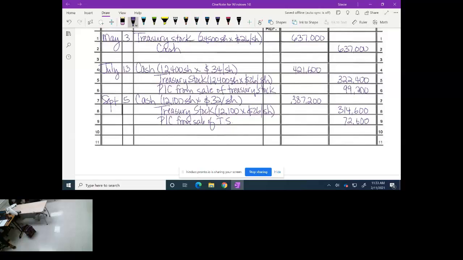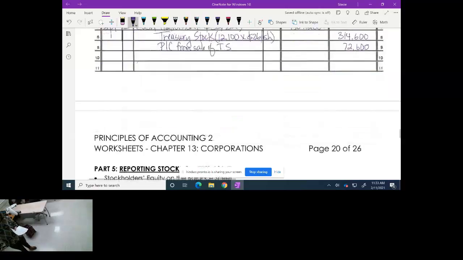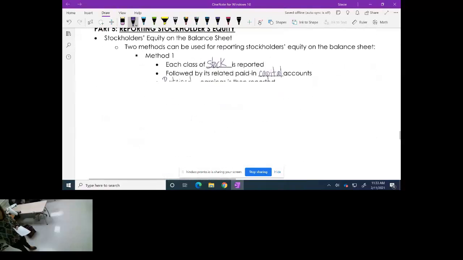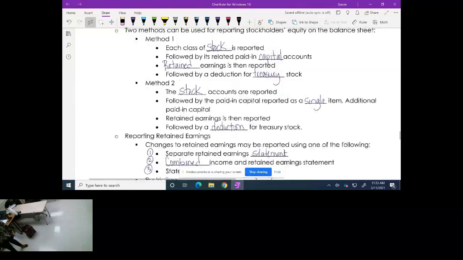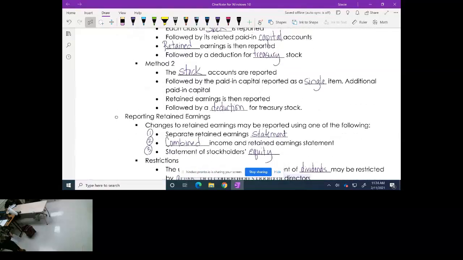All right, so we're going to move on to the next part, reporting stockholders' equity. There's two ways you can do it on the balance sheet. You can have each class of stock reported with its paid-in capital accounts, and then once you've reported both classes with their paid-in capital accounts, you show retained earnings and then a deduction for treasury stock. The second way is just to show the stock accounts with a total paid-in capital as one item, and then retained earnings followed by the deduction for treasury stock.